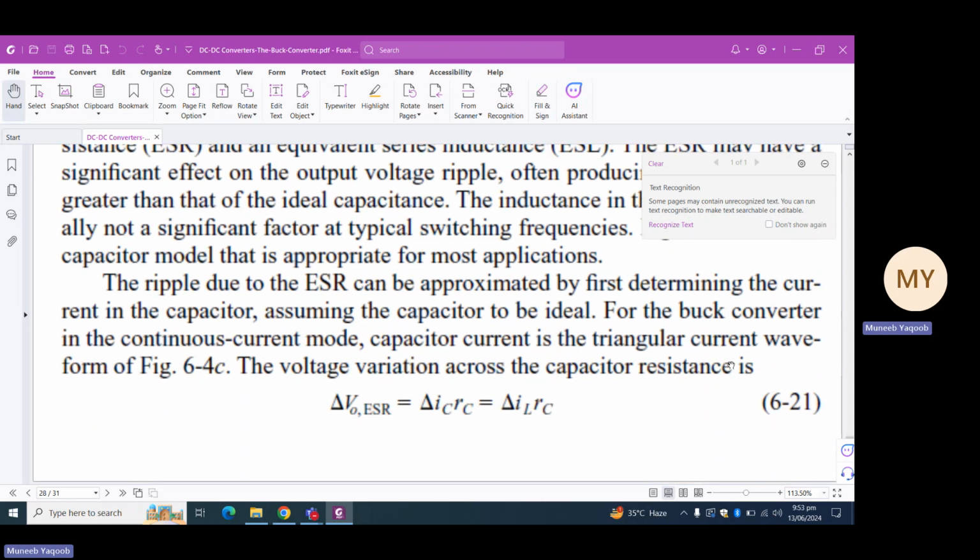Now, how can we calculate the ripple voltage due to ESR? It's very simple. If we know the change in the capacitor current, and if we know the series resistance value of the capacitor, that is RC, we can easily calculate this ripple using equation 6.21 as shown in this slide.